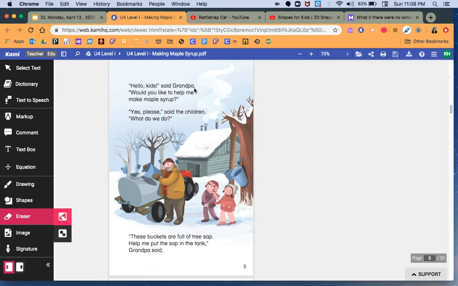"Hello, kids," said Grandpa. "Would you like to help me make some maple syrup?" "Yes, please," said the children. "What do we do?" "These buckets are full of tree sap. Help me put the sap in the tank," Grandpa said. So you can see that the buckets are right underneath this pipe that's in the tree, and that's how they're collecting the syrup.